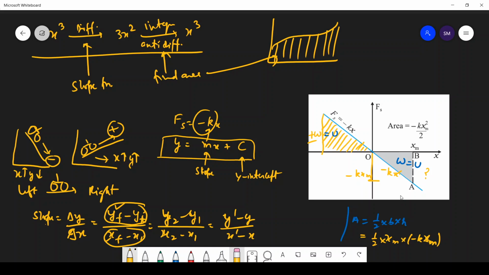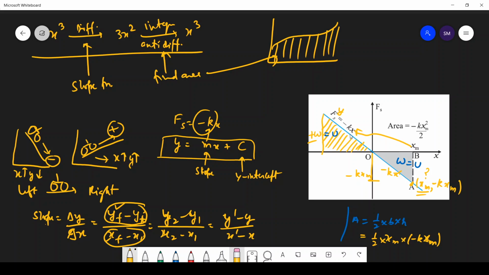Minus kxm. So what is this point? xm and minus kxm. Okay? So this is your base. And how do we find minus kx? Arey bhai, y is equal to f of x equal to minus kx. So put the value of x here.